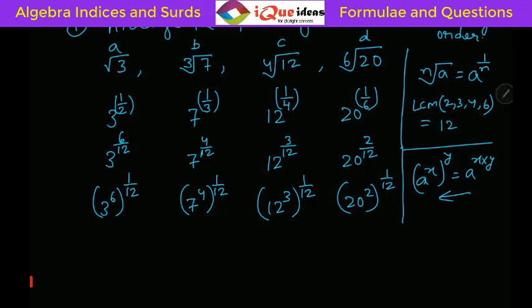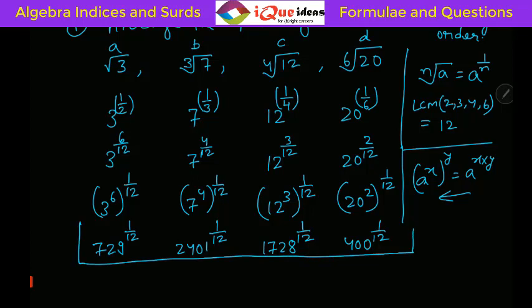Right? So now this 3 raised to 6 is 729 to the power 1 by 12. 7 raised to 4 is 49 square, that is 2401 raised to the power 1 by 12. 12 cube is 1728 raised to the power 1 by 12. 20 square is 400 raised to the power 1 by 12. You see, in this situation, all these numbers have the same power. So the number which has smaller base will be smaller, the number which has higher base will be higher. Here 2401 is the highest. 400 is the smallest.